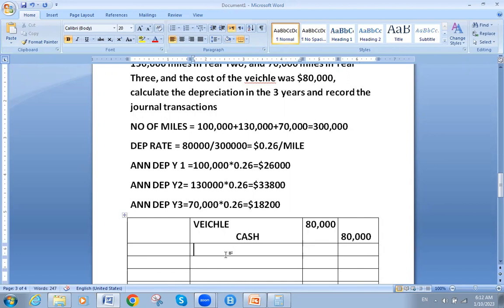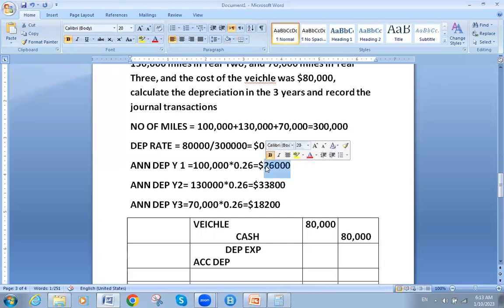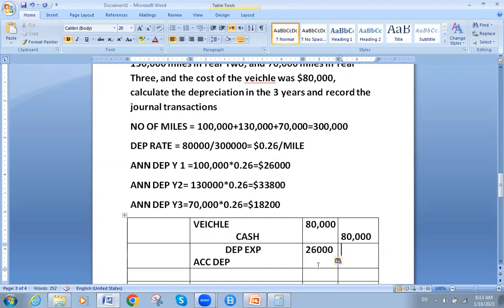And the annual depreciation for the first year, the transaction will be from depreciation expenses into accumulated depreciation. So the first year is how much? First year is 26,000. So here, control and C, 26,000. Control and V here, 26,000.